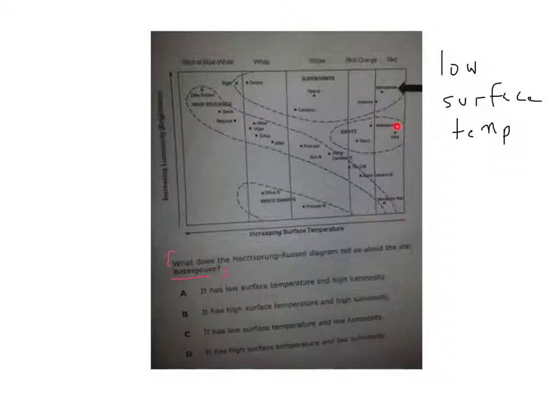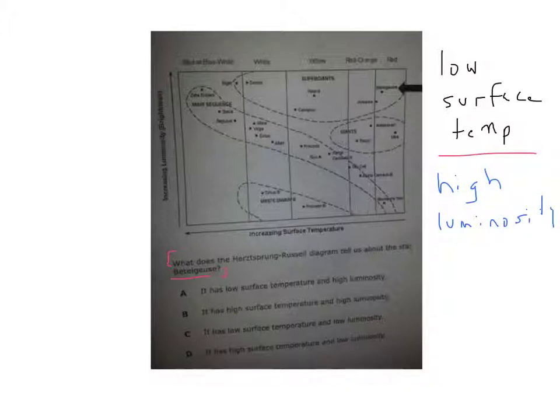And then the second thing they're asking about is the luminosity, or how bright the star is. And we see that it's pretty high up on the graph. And the higher up you go, the greater the brightness. So let's just write that down. High luminosity.